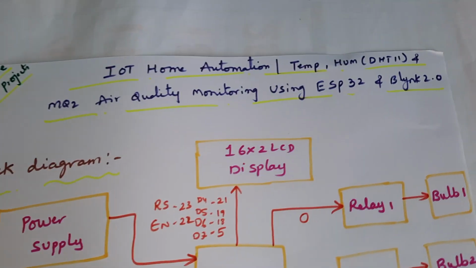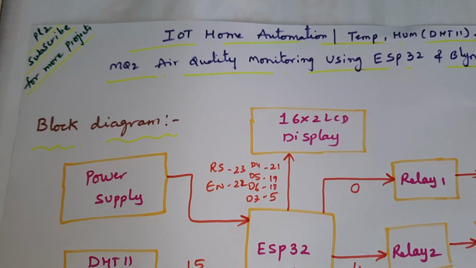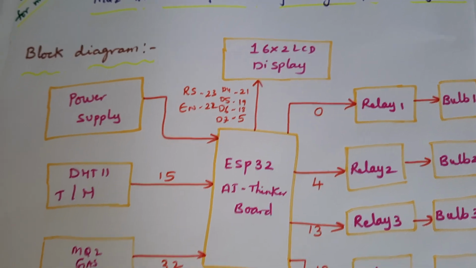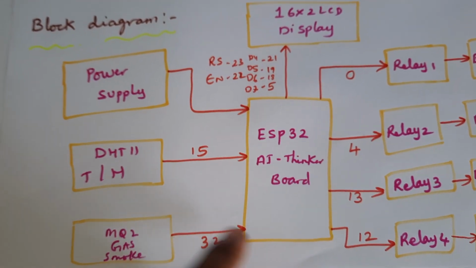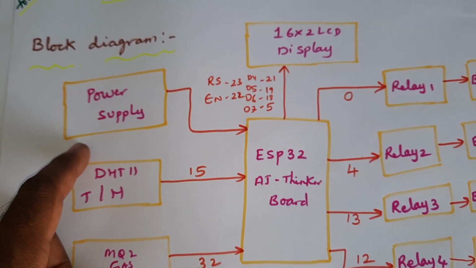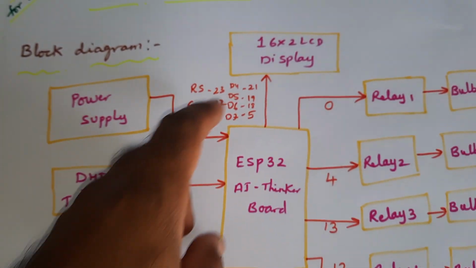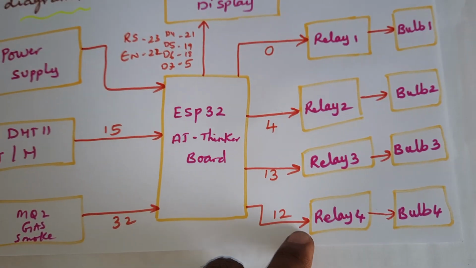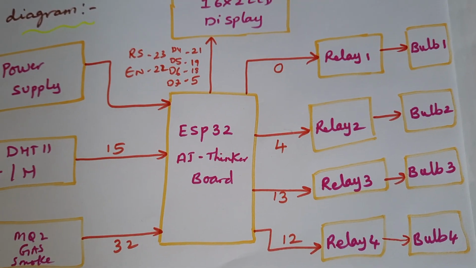The project title is IoT based home automation and temperature, humidity, MQ2 gas air quality monitoring using ESP32 and the Blynk application. In this project we are using an ESP32 board, a 5 volt power supply module, a DHT11 temperature humidity sensor, an MQ2 gas sensor, a 16x2 LCD display, relays 1, 2, 3 and 4, four relay coils, and four 230 volt AC bulbs.